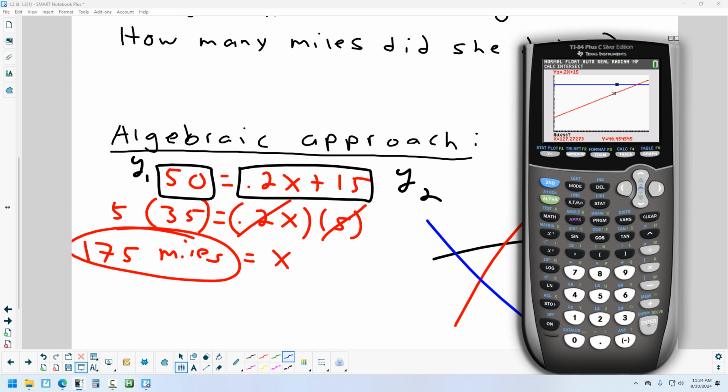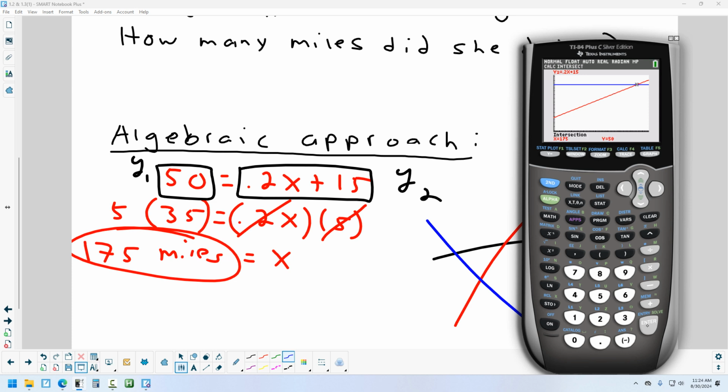And then the third thing it asks you for is a guess. The guess has no effect on it in this problem. So if you want to move the guess close to the intersection point, you can. If you don't want to, you don't have to. It won't make a difference. Just hit enter when it says guess.